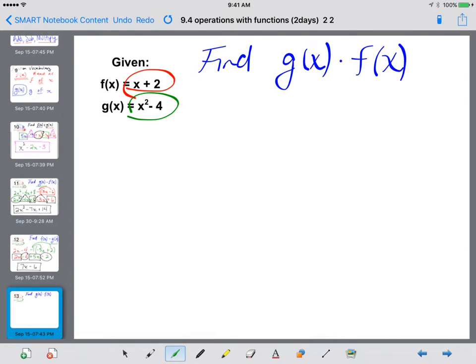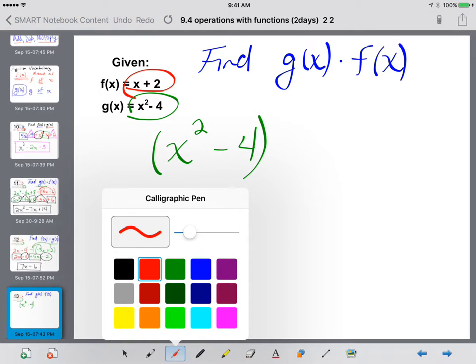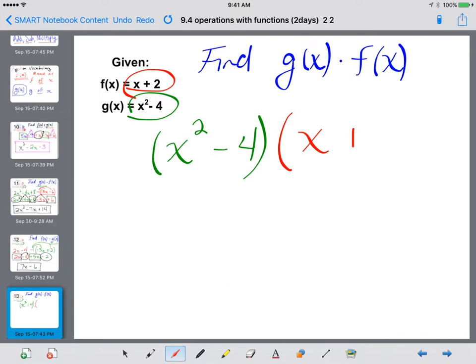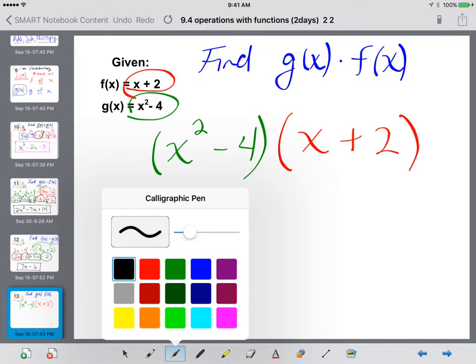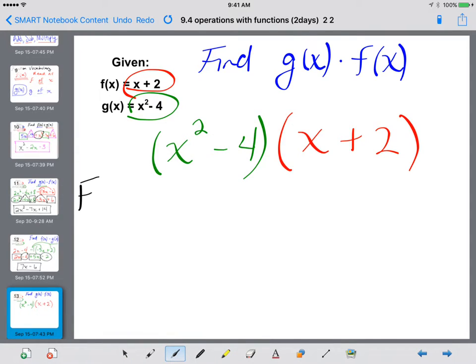So we can start by writing g of x. I'm going to put it in this quantity, x squared minus 4. We are going to multiply it with x plus 2. That is the quantity for f of x. Now we have two binomials, where what we are going to do is FOIL, where F stands for the first, O stands for the outside, I stands for the inside, and L stands for the last.